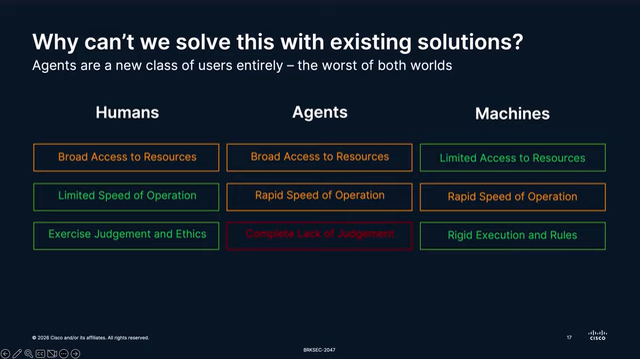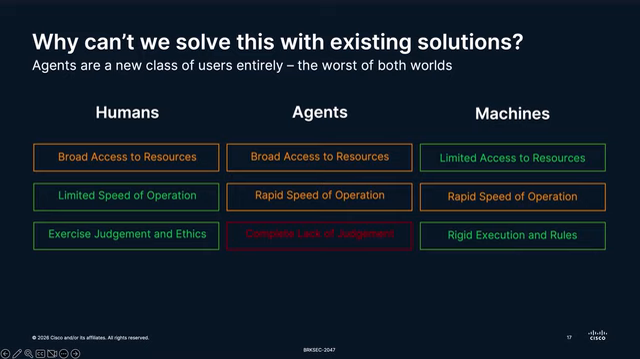If we think about the differences between humans, agents, and machines: humans are what we've been dealing with in cybersecurity since the beginning. The characteristics of humans is they generally have broad access to resources. But on the good side, they're not fast, and they generally, with exceptions of course, will exercise some level of judgment. On the right-hand side, machines: we've been pretty good at segmentation and things of that nature, ACLs. So we could say that they have limited access to resources, but on the negative side, they have rapid speed of operation. They could do things very quickly. But we have rigid execution and rules, the segmentation and ACLs and all those kinds of things.